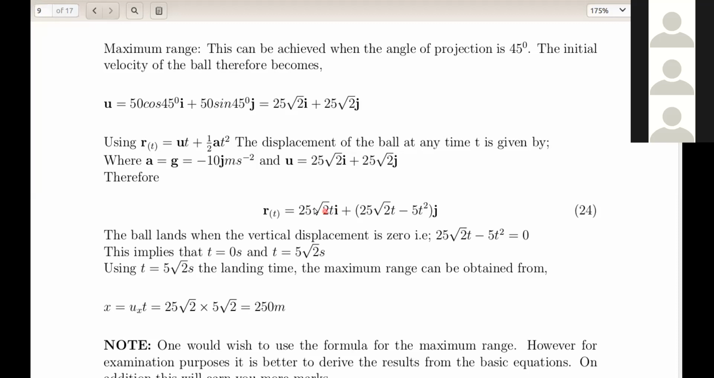Now this in vector form, the vector form gives you both the vertical component and the horizontal component at the same time.